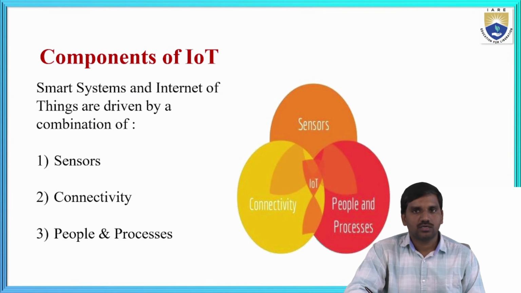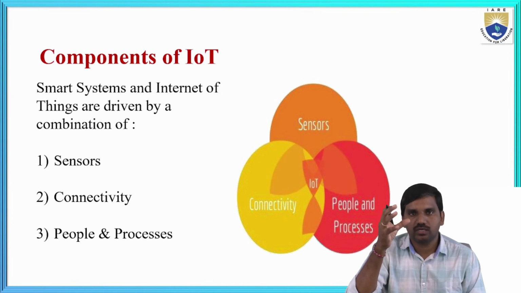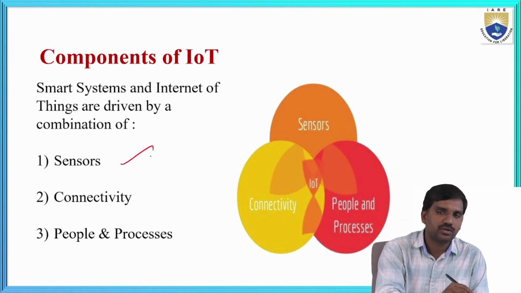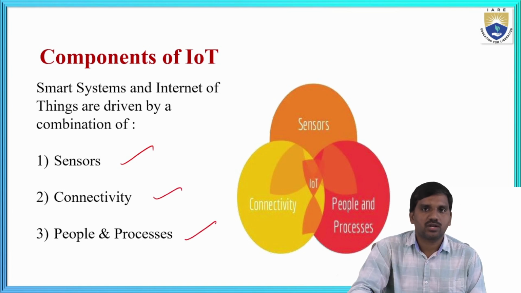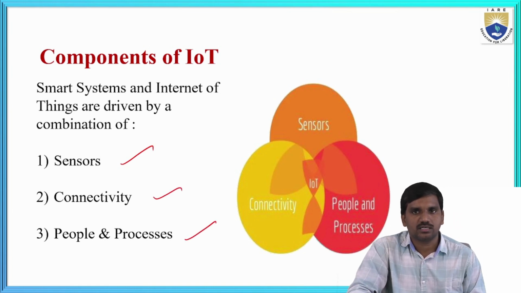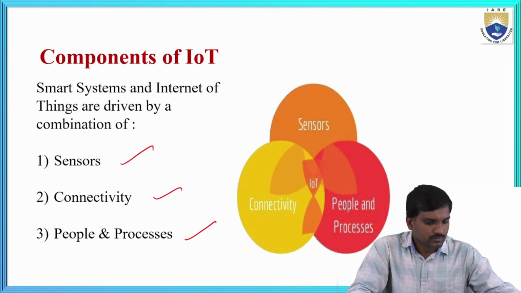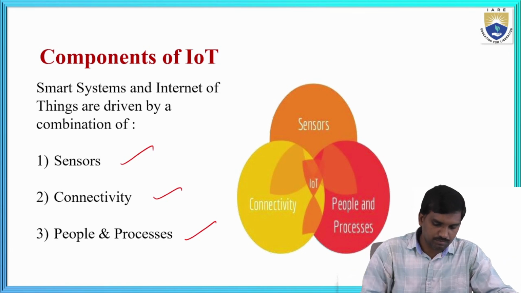Next, the components of IoT. We already know that when any device connects to the internet, it gathers some information with the help of sensors. That's why the first component is sensors and connectivity. Then people and process: we have to process the data. So these are the components: sensors, connectivity, and people and process.